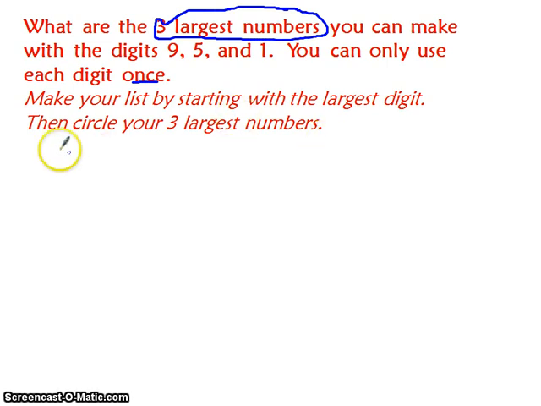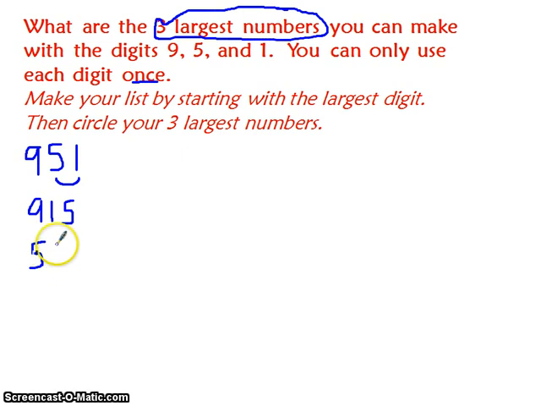Okay, so my largest digit is going to be a 9. And then I'm simply going to do the next largest digit, which is a 5, and then a 1. So then remember the little trick. I'm just going to simply switch my tens and my ones. So my next largest number is 915. Now ask yourself, can you make any other numbers with a 9 in the hundreds place? The answer is no. So now we're going to switch and put a 5 in the hundreds place.